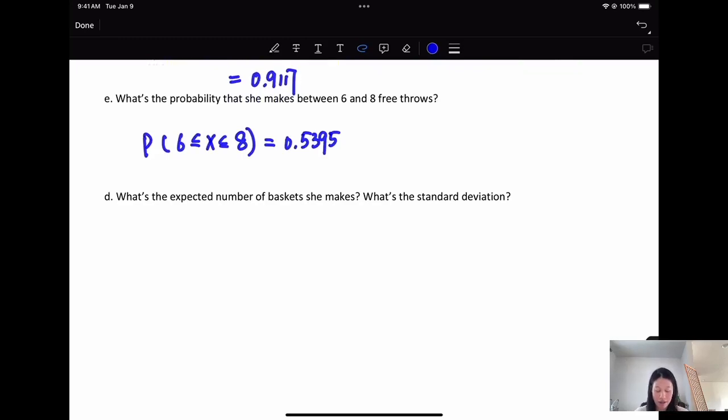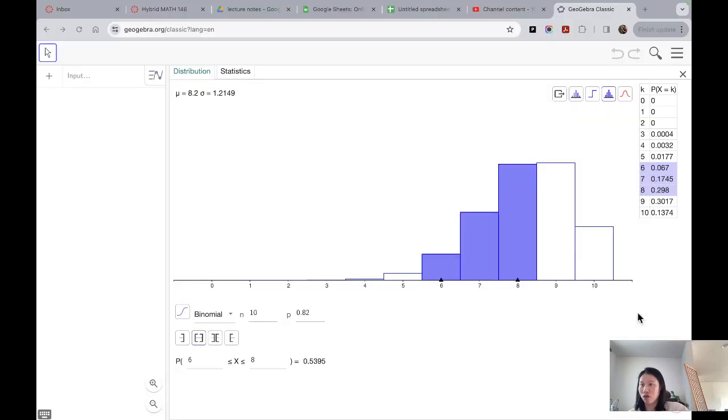Okay, what is the expected number of baskets she makes? What's the standard deviation? Well, the expected value right now is a little bit hard for us to find out. But however, with GeoGebra, it will give you the answer. Now, let's go back to GeoGebra.